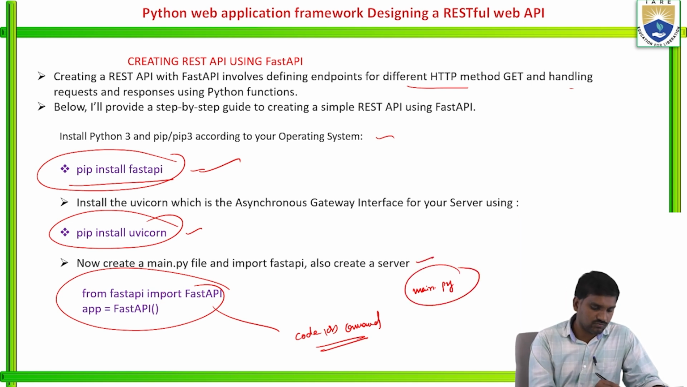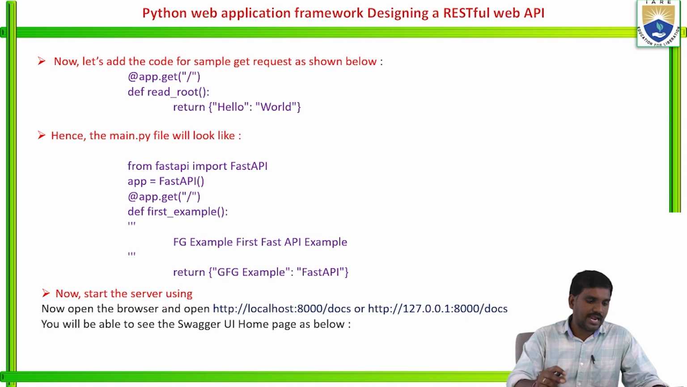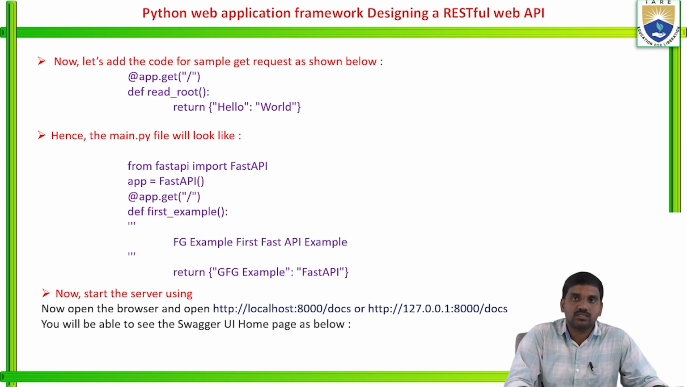Create a server. From fastapi import FastAPI, then app = FastAPI() with the brackets. So these are the three lines of code. Now let's add the code for a sample GET request as shown below.